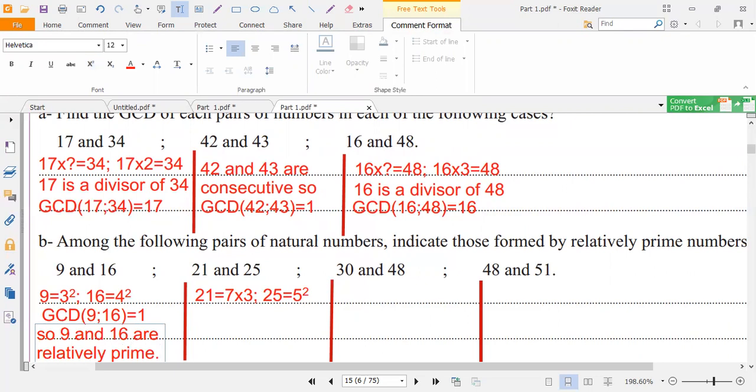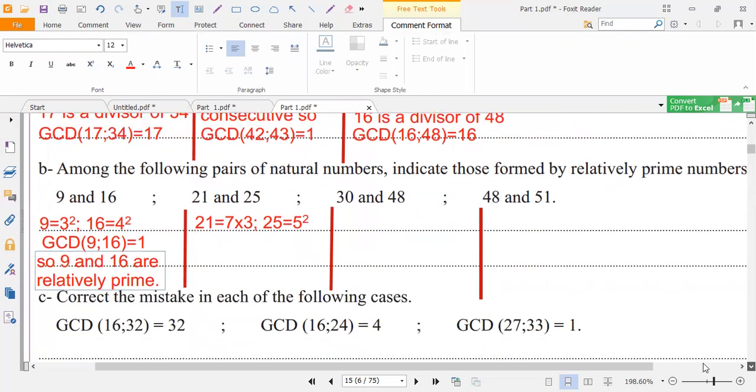Now here, do they have a common factor? No, so the GCD of 21 and 25 is equal to 1. So when the GCD is equal to 1, they are relatively prime. So 21 and 25 are relatively prime.